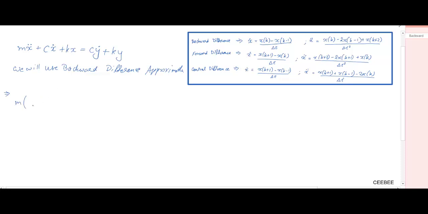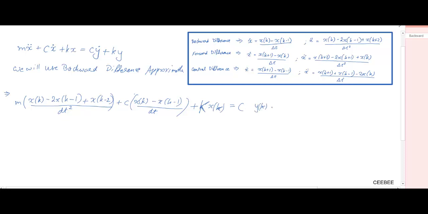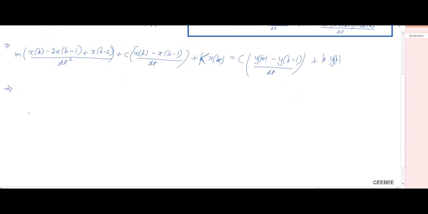So we'll quickly do that here. x double dot is x k minus 2x k minus 1 plus x k minus 2, over delta t squared. And x dot is x k minus x k minus 1 over delta t. This is a big K, the spring constant, and the other ks are just our indices that we'll be using in our code. After you substitute, you simply find the common x k.